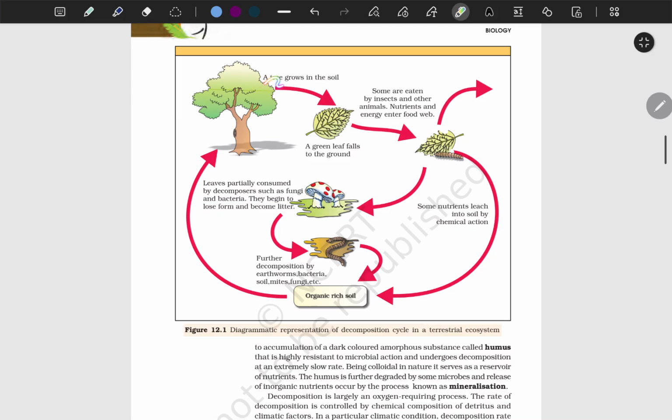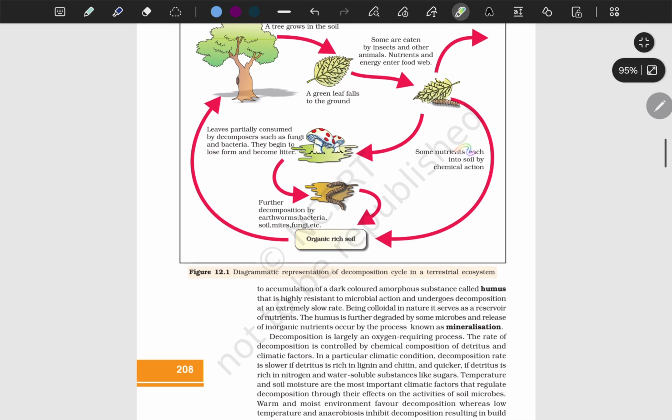So here is the representation. A tree grows in the soil. A green leaf falls to the ground. Some are eaten by insects and other animals. Nutrients and energy enter the food web. So these nutrients and energy enter the food web because there is a primary consumer. Some nutrients leach into the soil by chemical action. This process is called leaching.